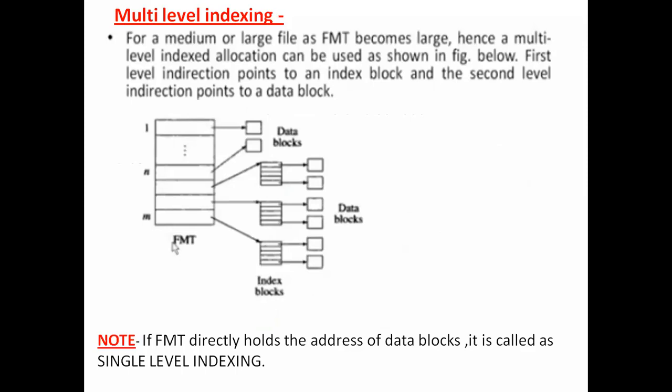This means that if the size of the file itself is very large, obviously I'll have a larger file map table. So for medium and large files, the size of this file map table, FMT, will also be large, so the size of the index will also be large. In this case, what we can do is go for multi-level indexing.